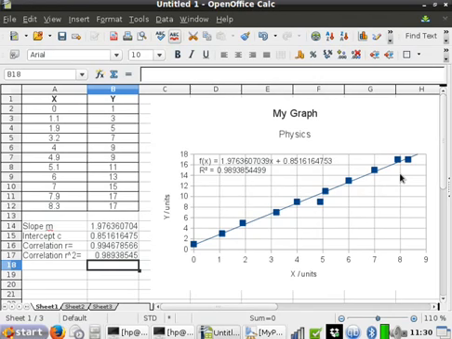Do you have 0.989? Yep. Does anybody know what this correlation R squared means? Have you seen it before? You do? What is it? Very good, yeah. So if you look here, whoops.